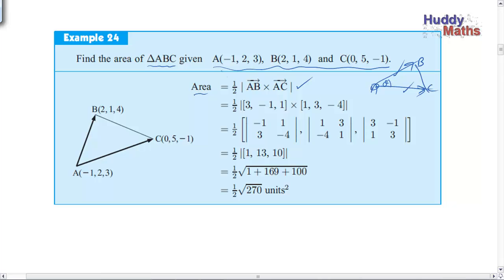So we need to find AB. Just remember, AB is 2 take neg 1, which is 3. 1 take 2, neg 1. 4 take 3 is 1. And here's BC now. Doing AC. 0 take neg 1 is 1. 5 take 2 is 3. Neg 1 take 3 is neg 4. So we're going to do the cross product of those.